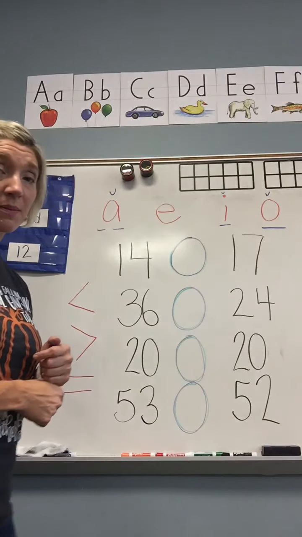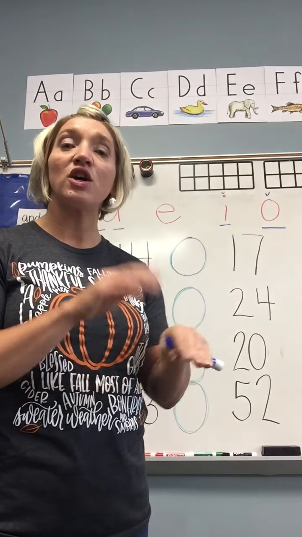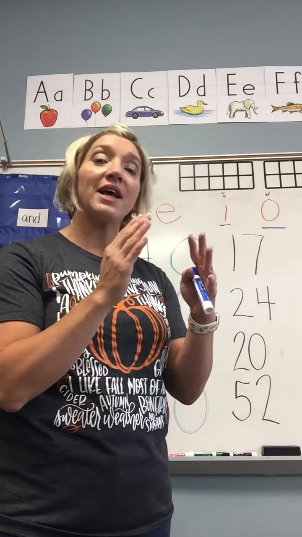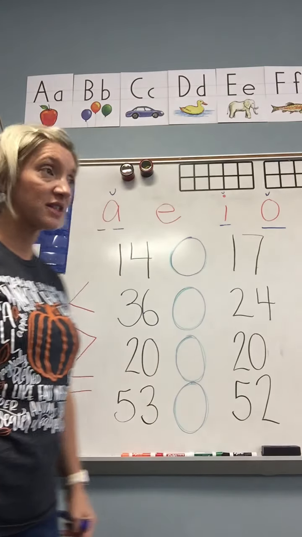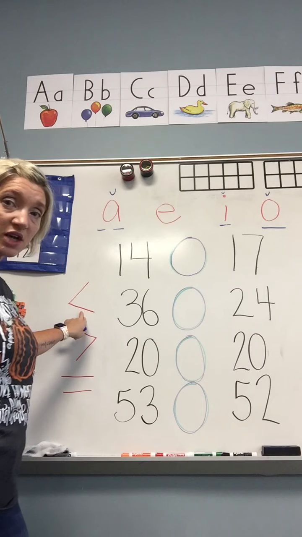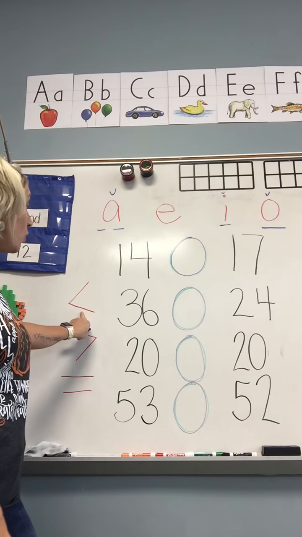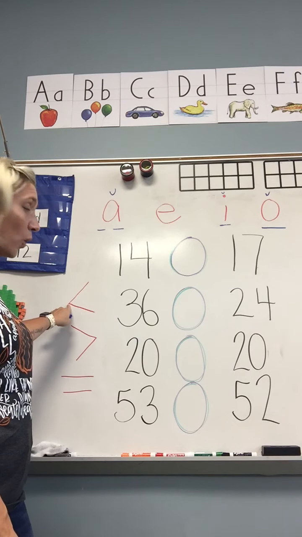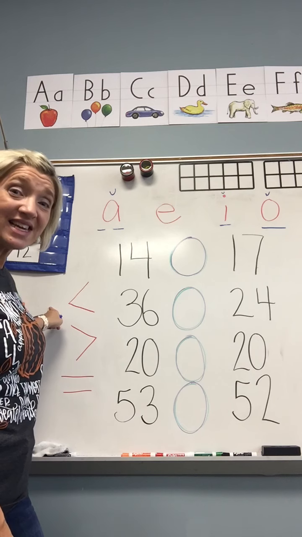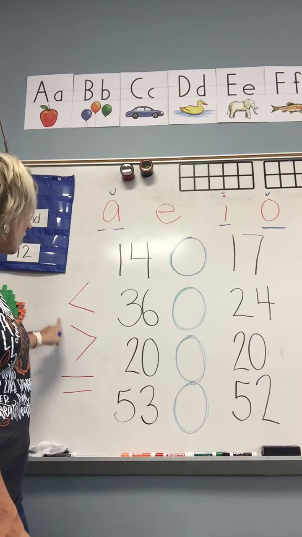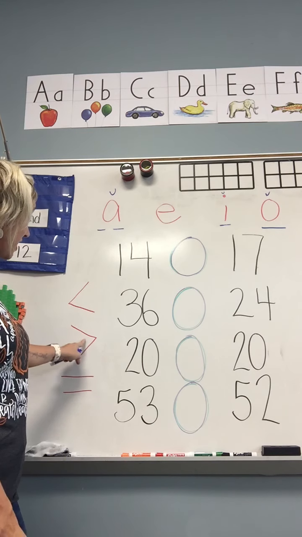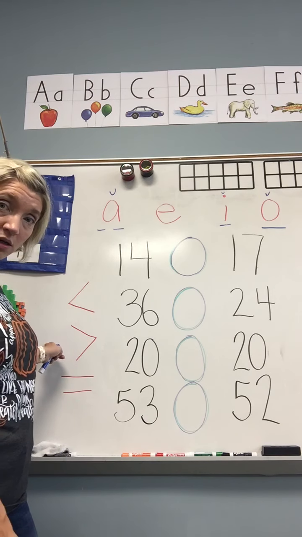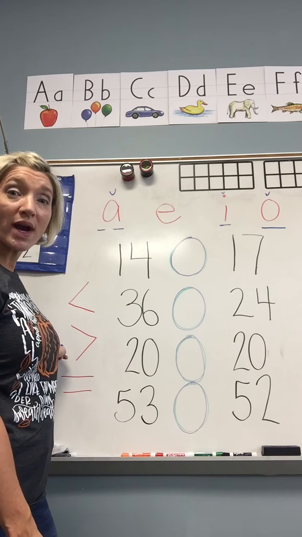Okay, so we're going to talk about some symbols that represent greater than, less than, and numbers that are equal. So let's look at some of our symbols. Our first symbol that we're going to talk about is less than. We use the less than symbol when it points toward the number that is the least, the smallest. The greater than symbol opens up and tries to eat the biggest number or the greatest number.